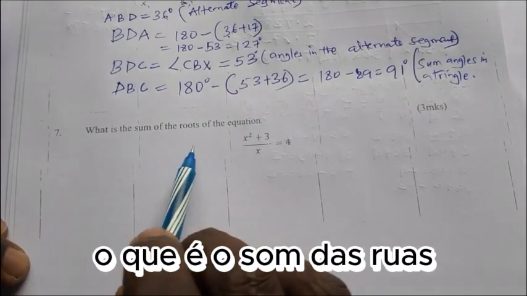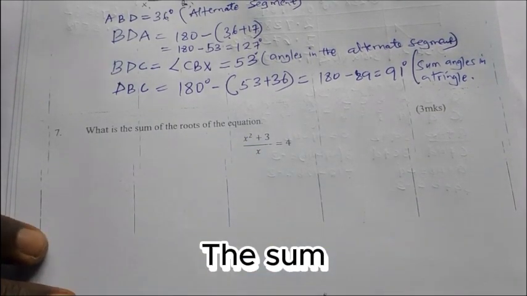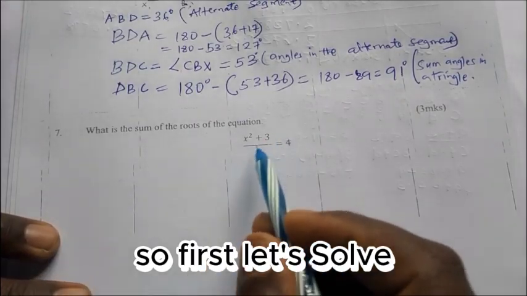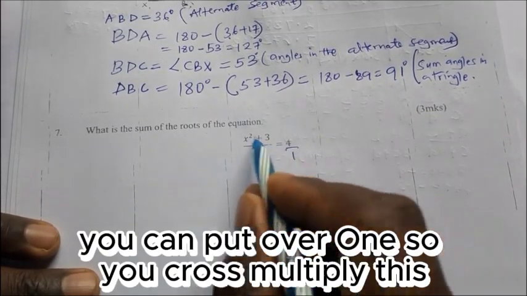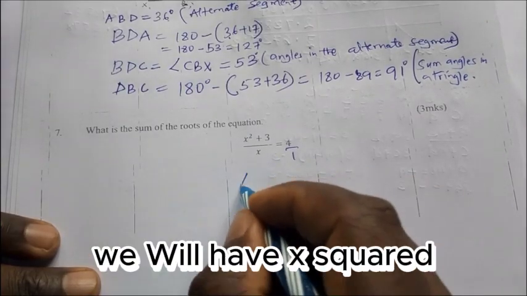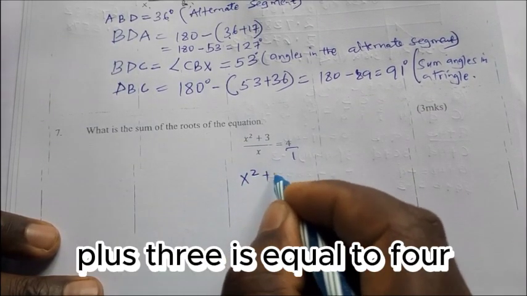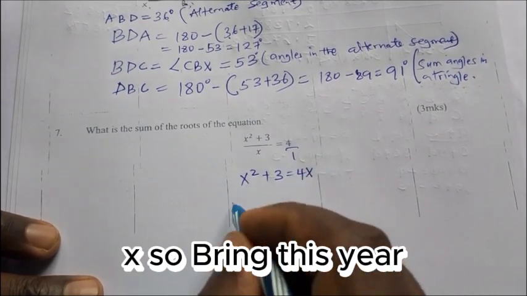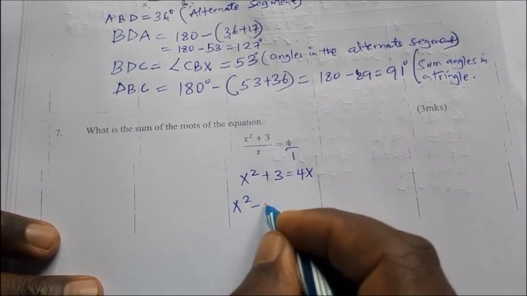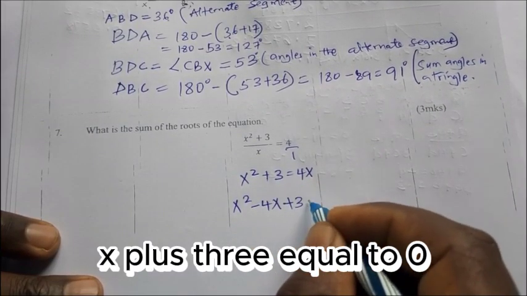What is the sum of the roots of the equation? The sum. So first let's solve to get what we are told here. You can put over 1, so you cross multiply. Yes, we will have x squared plus 3 is equal to 4x. So bring this here, x squared minus 4x plus 3 equal to 0.